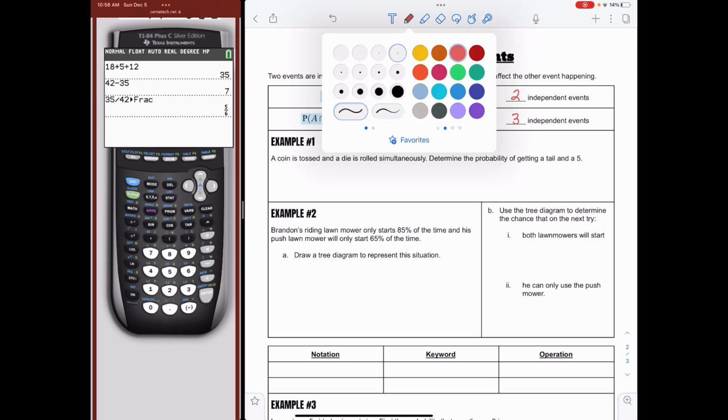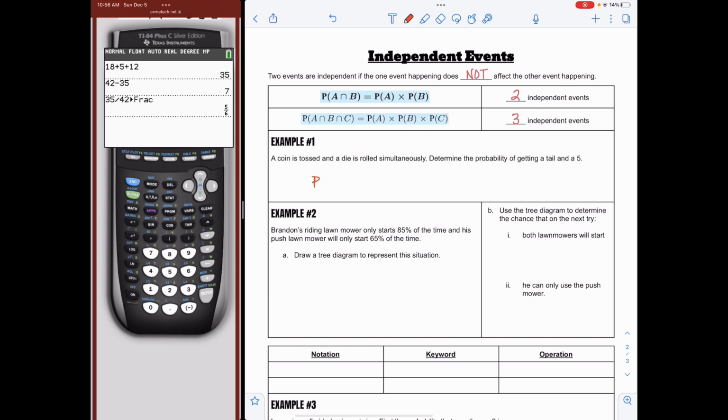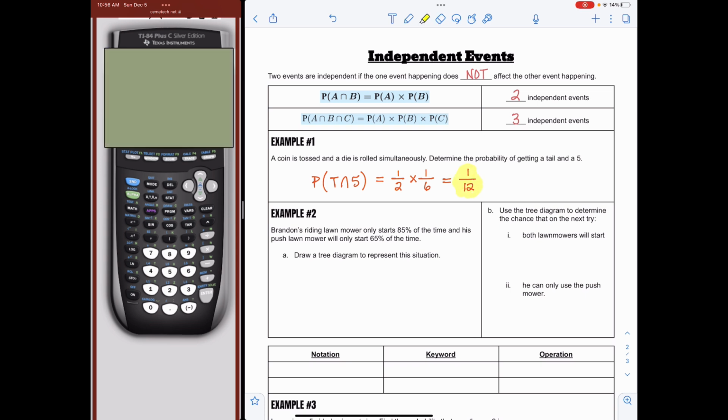So it says determine the probability of getting a tail and a 5. So the probability of getting a tail and a 5, notice I wrote the symbol when I say the word and, is going to be equal to getting a tail, which is 1/2, times getting a 5, which is going to be 1 out of 6. And when I multiply those two, I end up getting 1/12. Example 2.